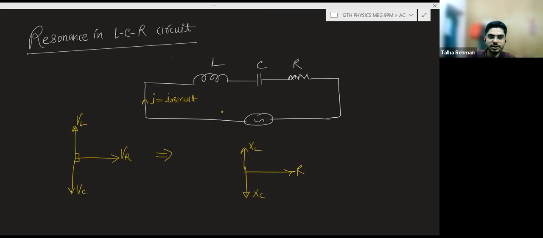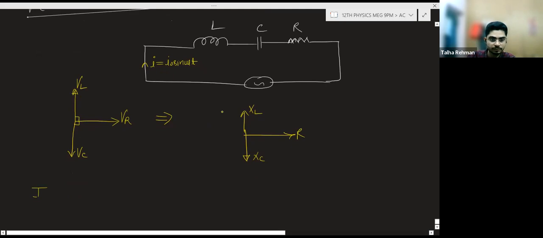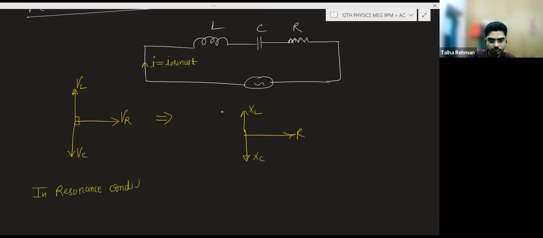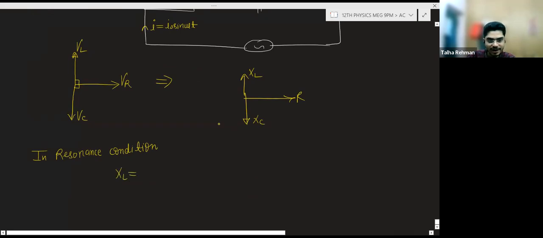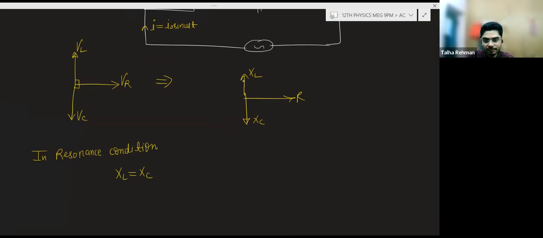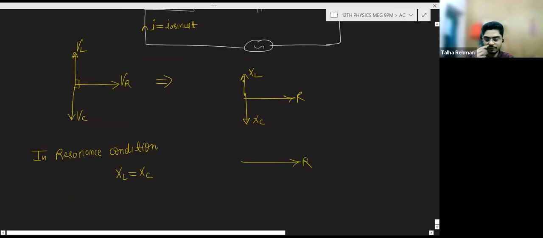So what happens in resonance? In the resonance condition, your XL becomes equal to XC. If XL becomes equal to XC, both will cancel out. So there will be only resistance in the circuit. So the impedance of the circuit will become R.